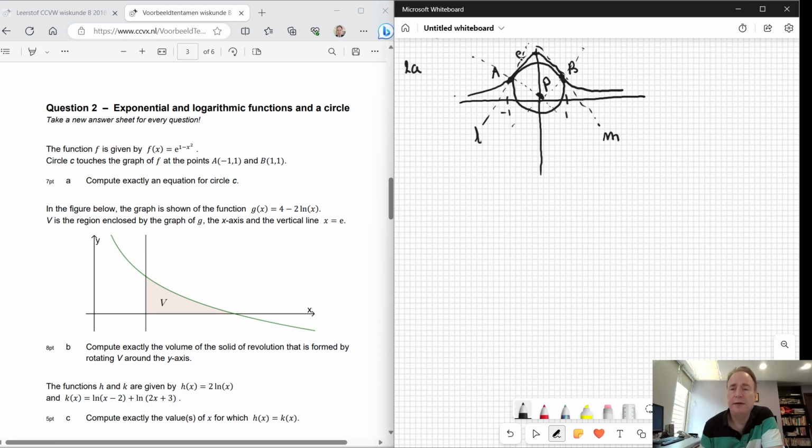And so how do we find them? Well, this radius has to be a line perpendicular to this tangent of the function, and it has to go through point A. And this radius has to be a line perpendicular to the tangent in B and going through B. Okay, so what we need to know is the slope of L, and then from that we'll find the slope of the radius through A. And we do the same for line M, and then the radius through B.